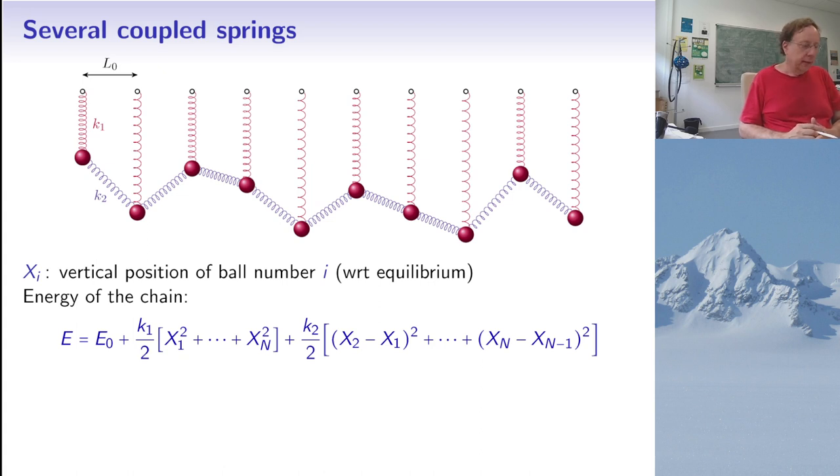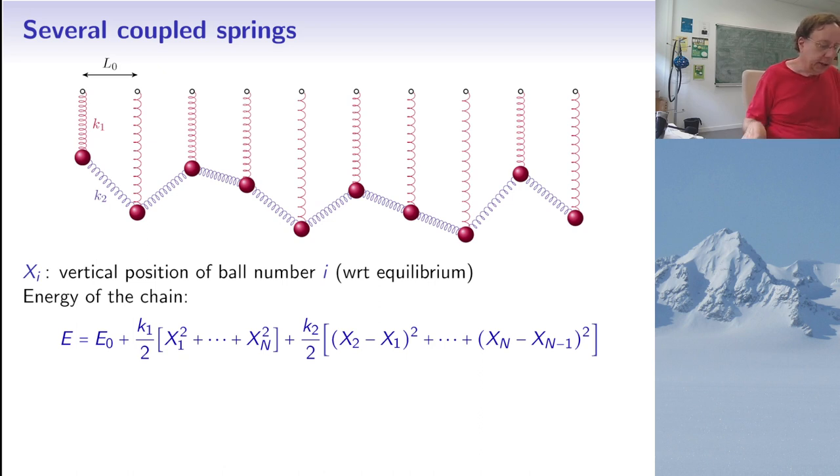So okay, there's a certain constant that depends on my choice of units, and then I have a sum of position squared times K1, and that is the energy of the vertical springs. And then I have also a term which is proportional to the sum of the differences squared, and that is due to the interaction for the connecting springs.